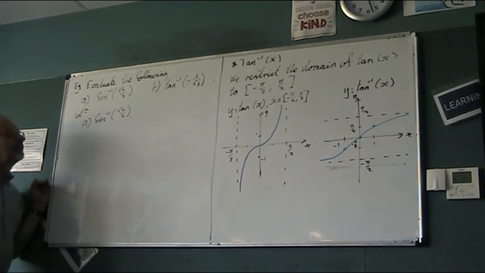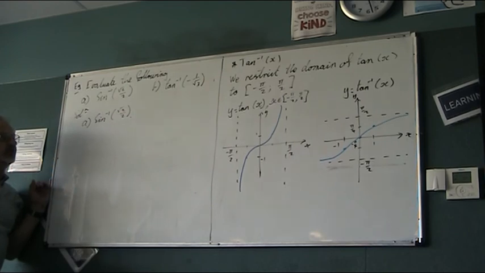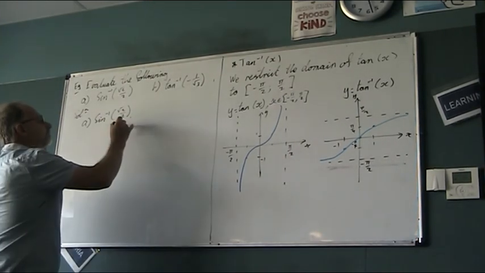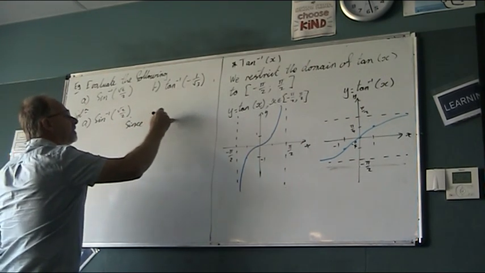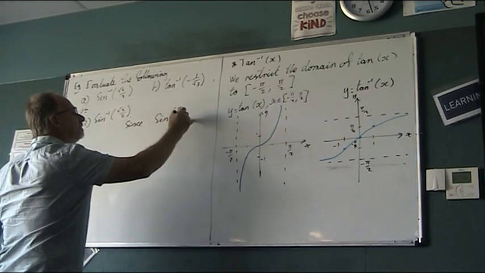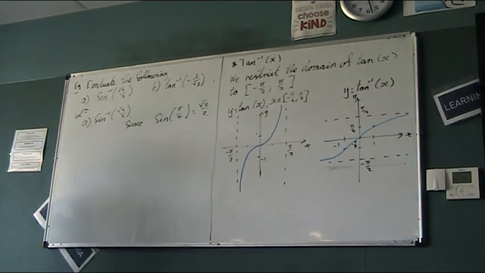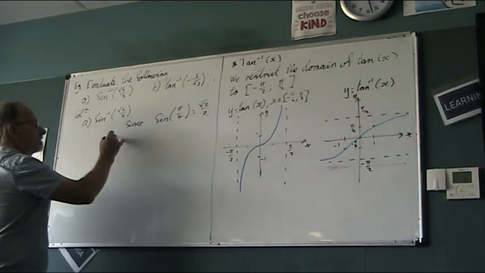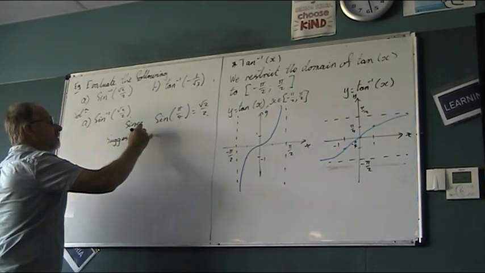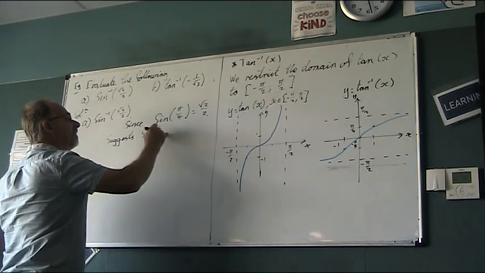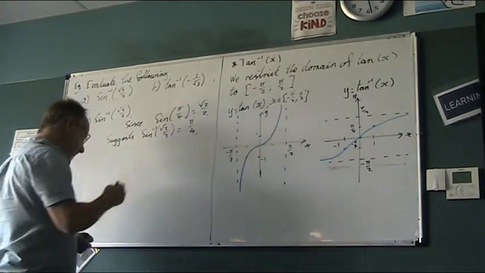All right, so here, sine minus 1 of root 2 on 2. So what do we know? We know that sine of pi on 4 is equal to root 2 on 2, don't we? Yep. So what that's suggesting then is that inverse sine of root 2 on 2 would be equal to pi on 4.